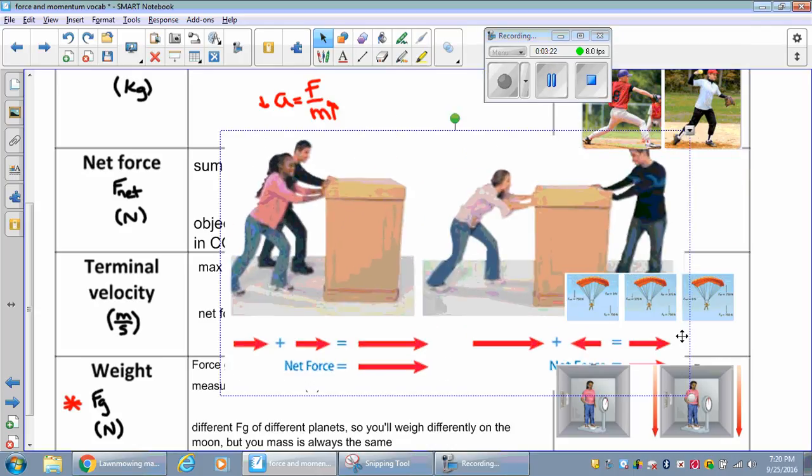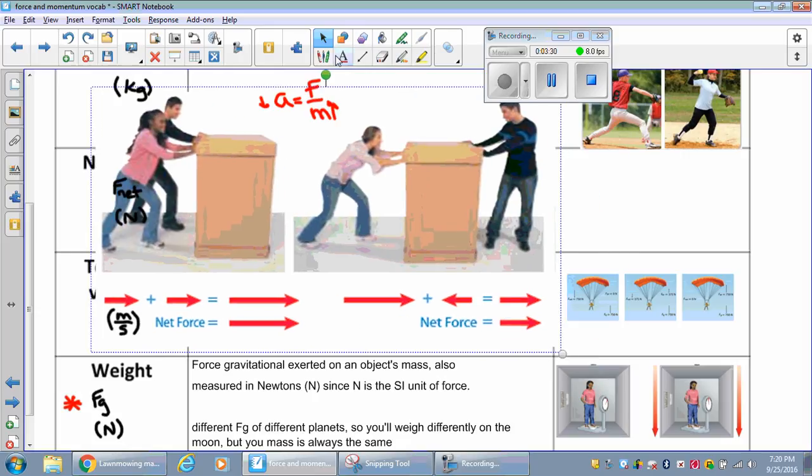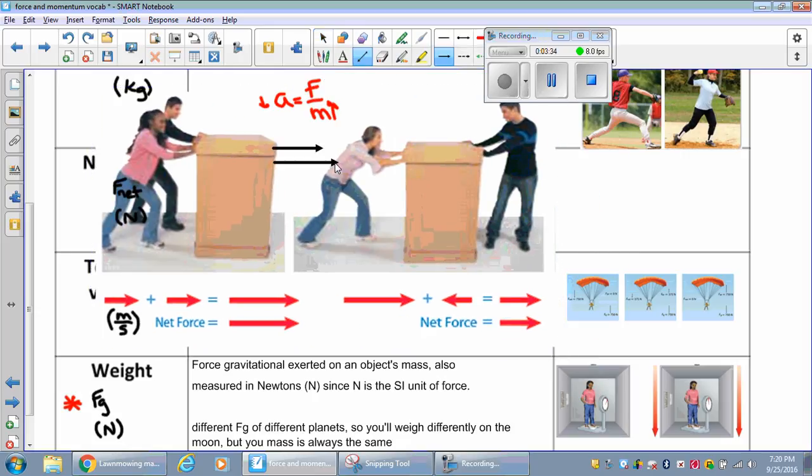Okay, so if I have two people pushing a box in the same direction, so let's look here, that means his vector and her vector would add up together, and look what ends up happening. You end up adding these head to tail, and look, bam, they get more force. The net force would be in the positive direction here.